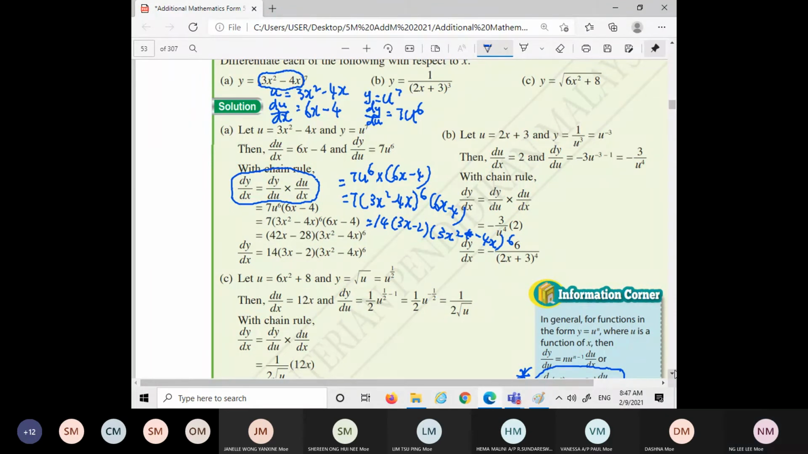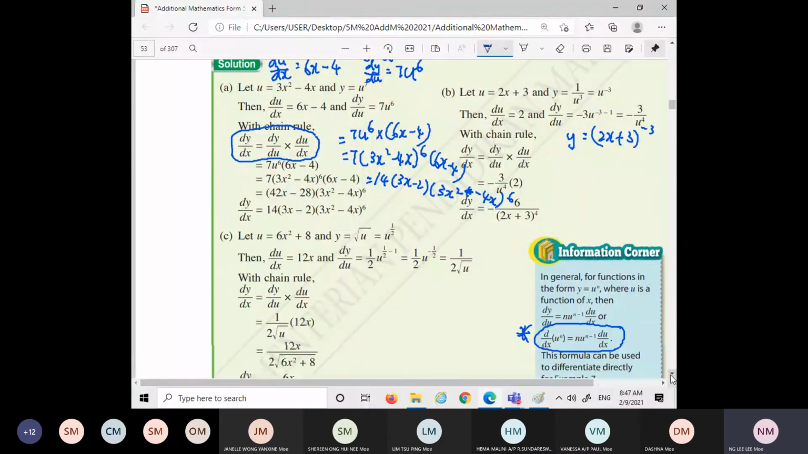So for B, the question is, I write here, y equals, instead of 1 over, because the function is at the denominator, I change it to the numerator so that the power becomes a negative power, so -3. This is the first step before I do the differentiation.